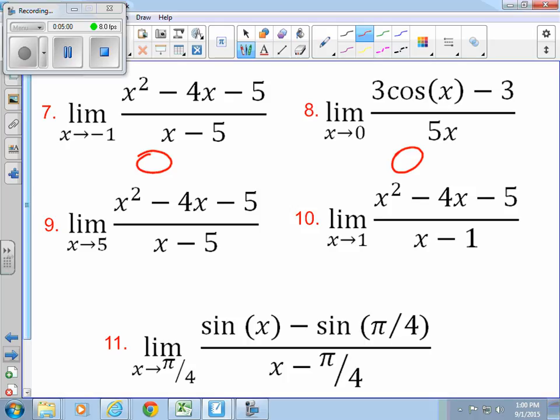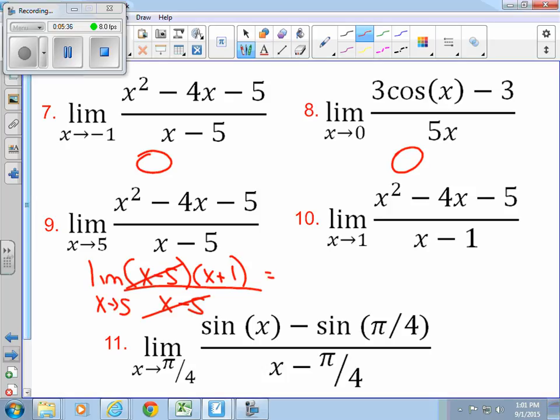The next one, what do you get when you plug in 5? Oh, you get 0 over 0, right? Which lets you know there's more work to be done. I remember saying that last spring. If you get 0 over 0, there's more work to be done. You can use L'Hopital's, or you can factor and cancel. Both work great. I think factoring and canceling is probably faster. But it's up to you. X minus 5 and x plus 1 on the top. So we do get 6.